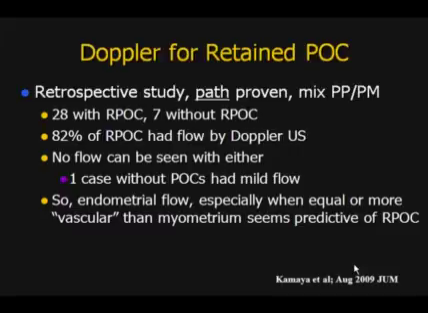Another study using Doppler, and it was a mix of postpartum and post-miscarriage patients. They had 28 patients with retained products, 7 without. 82% of the patients with retained products of conception had flow identified by Doppler imaging. No flow could be seen in either, and they had one case without retained products that still had mild flow. So it seems that endometrial flow, especially when equal or more vascular than the myometrium, does seem to favor retained products of conception.